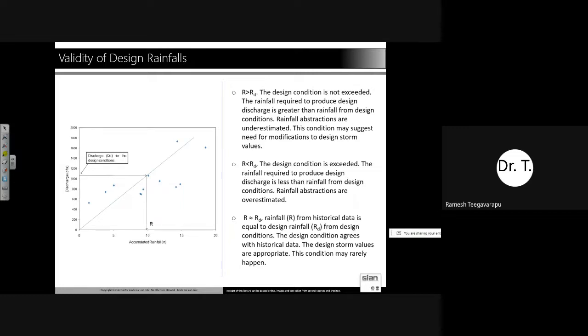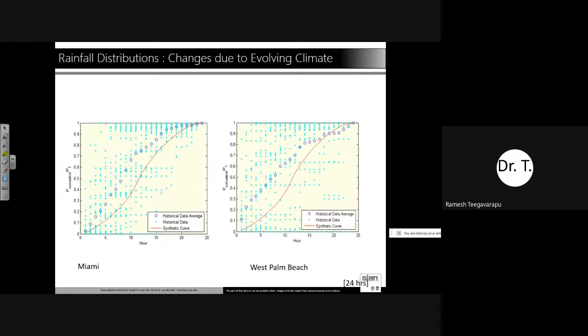Similarly, we can do the same comparison coming from the other end. You start with the discharge and then go back to your rainfall. Are you using the right rainfall for your design? If the rainfall is greater than the design rainfall, maybe you are underestimating the rainfall abstraction. If it is less than the design rainfall, probably your rainfall abstractions are overestimated. But R equal to RD rarely happens, though it might. So these are some things which throw light on your conveyance capacity, the level of service, as we call it in the United States, the level of service the hydraulic structure is providing you based on the new changes in your climate. We also look at the synthetic distribution. Some time back I showed you how they change with respect to time.